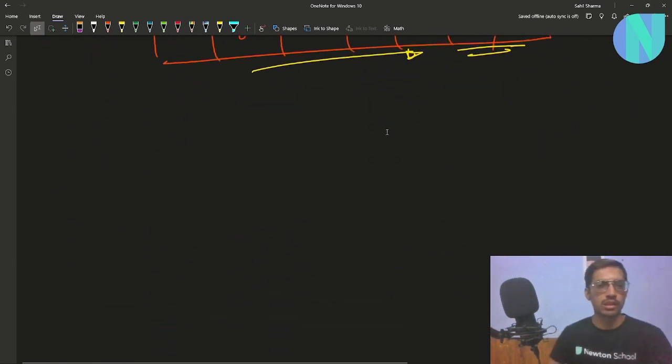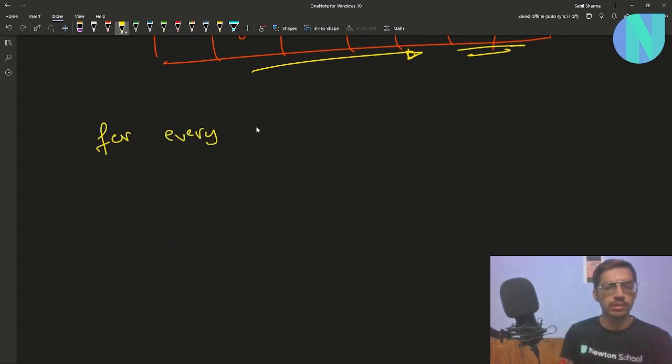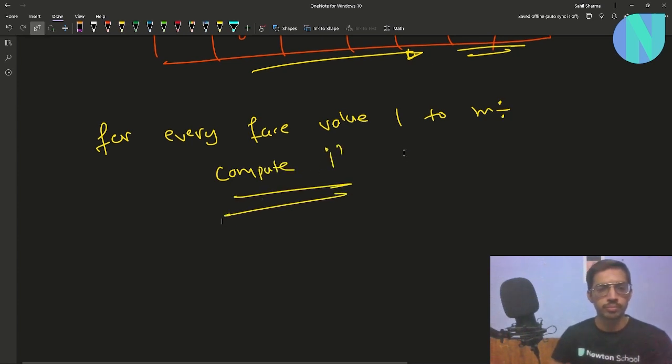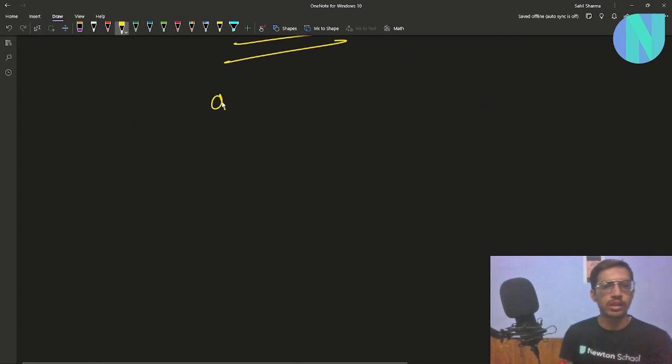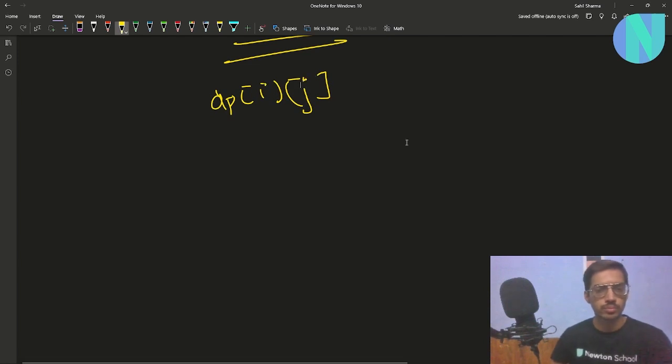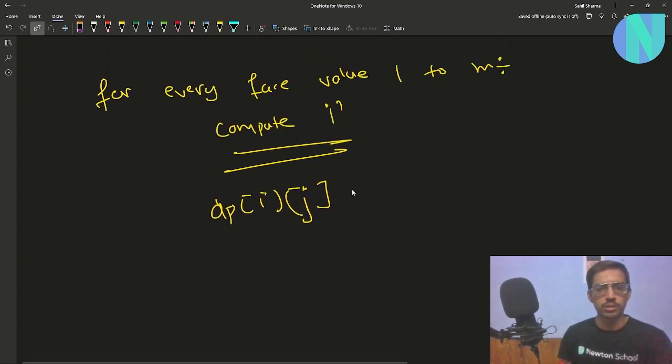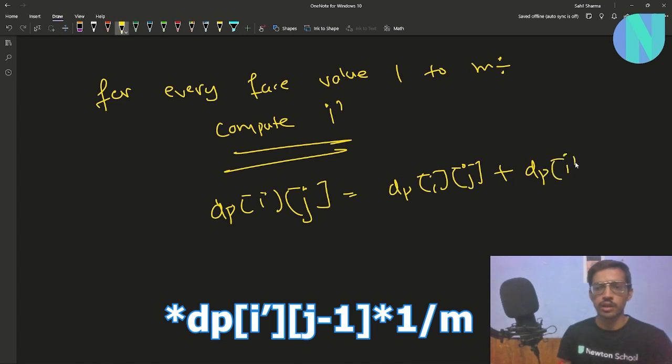So I will just write the transitions once again, so you guys can be clear. So for every face value, or you can say roll value from 1 to m, I will compute I dash, right? And my dp of ij will be equal to dp of ij plus dp of I dash and j minus 1, right?